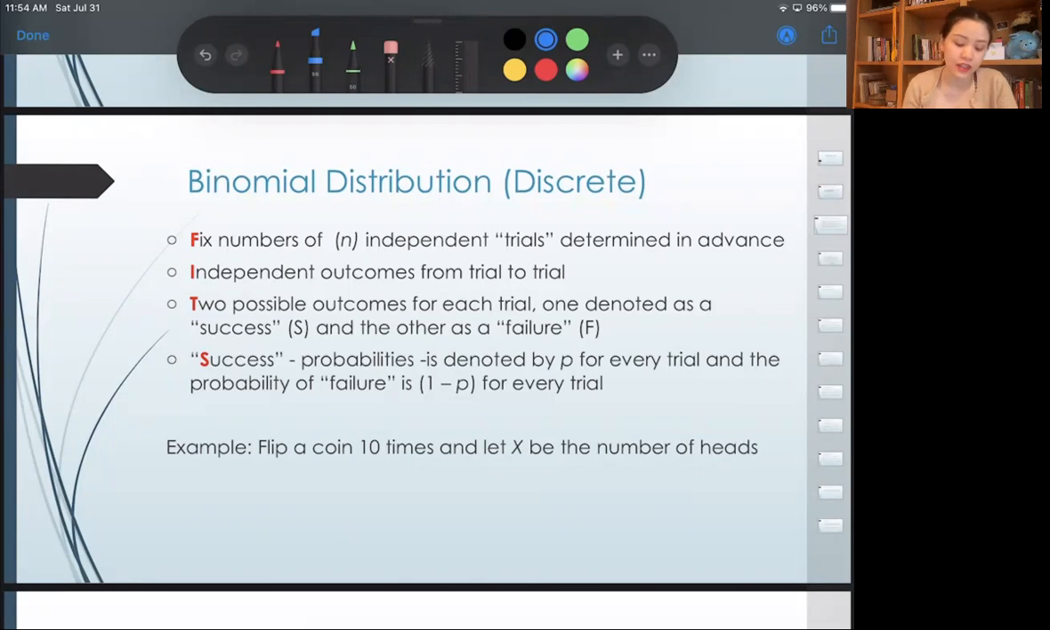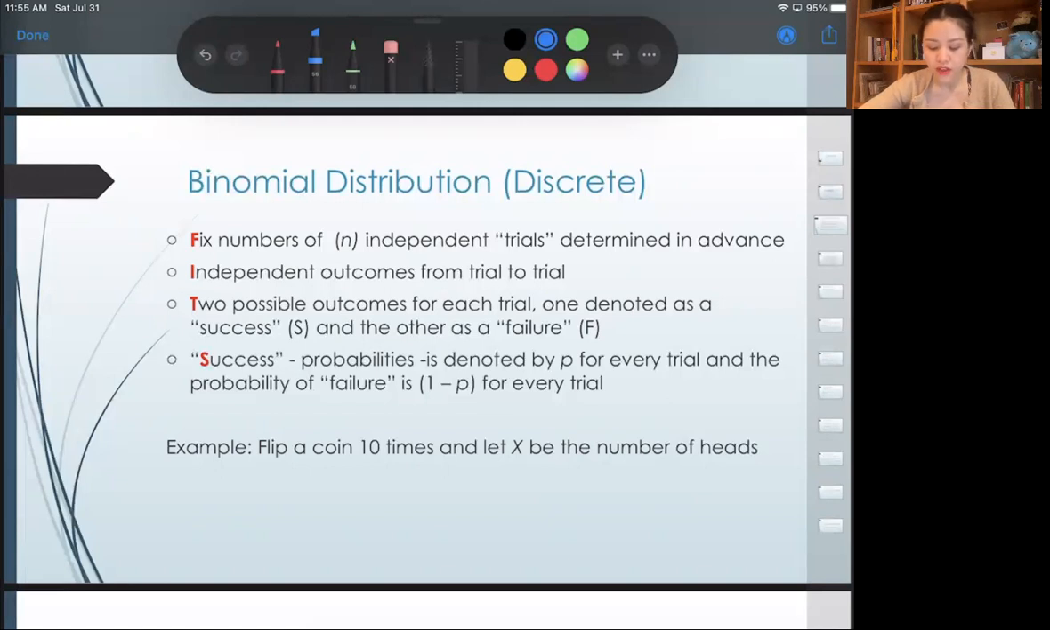Okay. Second, independent outcomes from trial to trial. Well, either I have head or tail, right? There are two possible outcomes, right? Head or tail. Two possible outcomes for each trial. One is denoted as a success, and the other as a failure. Right. So like I said in the beginning, I assign head to be my success, and therefore tail, if I got a tail, that will be the failure event.